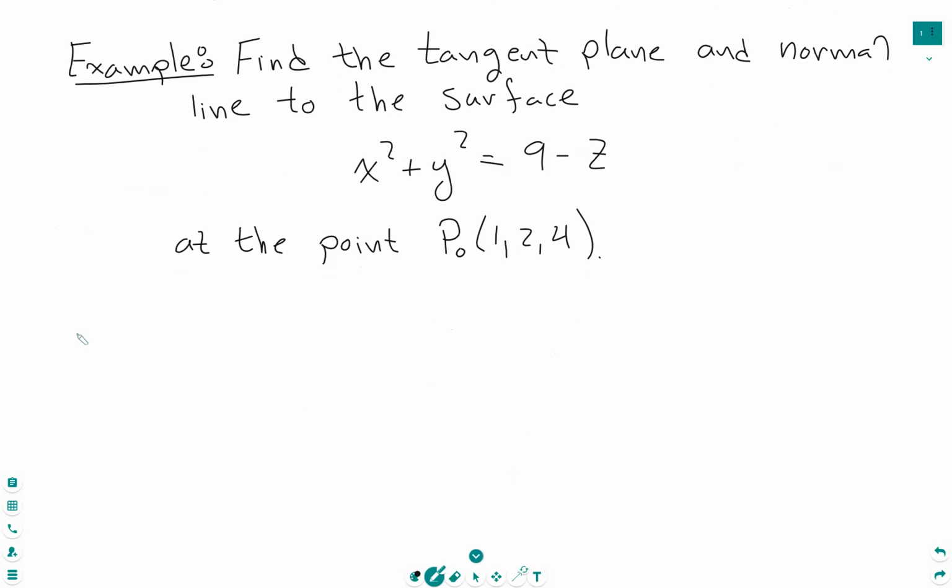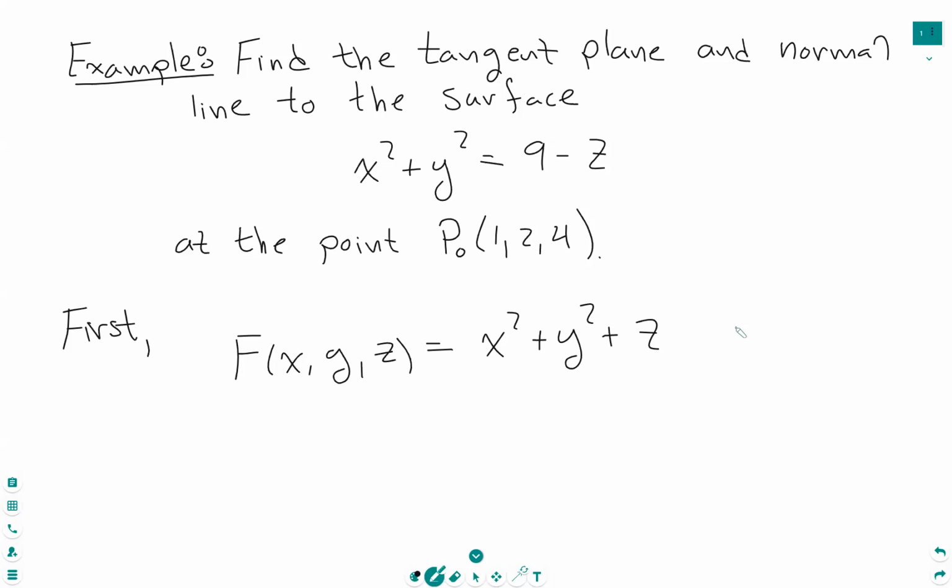So the first thing we need to do is define our capital F. Capital F is a function of x, y, and z that's equal to some constant. So I have to manipulate this. I can move the z over, and then I have the constant 9 left over here. So I can say x squared plus y squared plus z is equal to 9. So this here will be my F function.